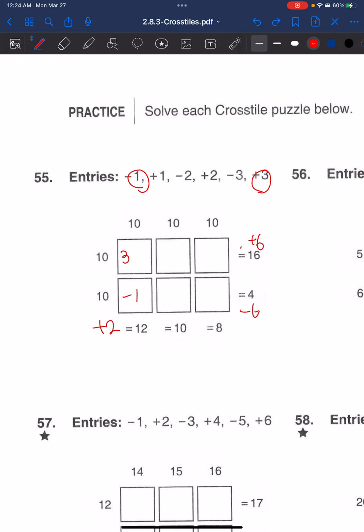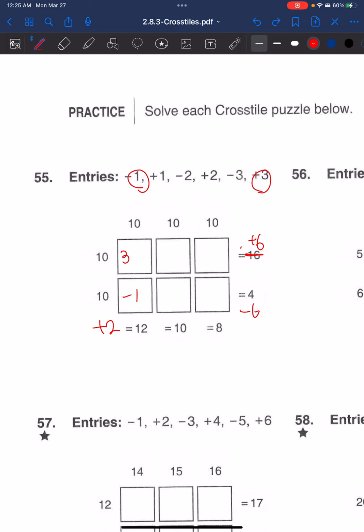And so we'll try. The positive numbers that we have are 3, 2, 1, and 3 plus 2 plus 1 is 6. And negative 1 plus negative 2 plus negative 3 is negative 6. So this order is correct.